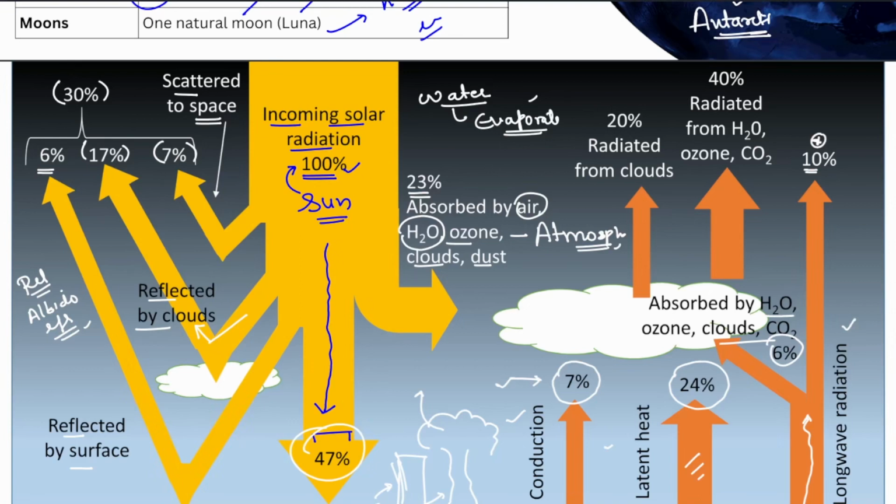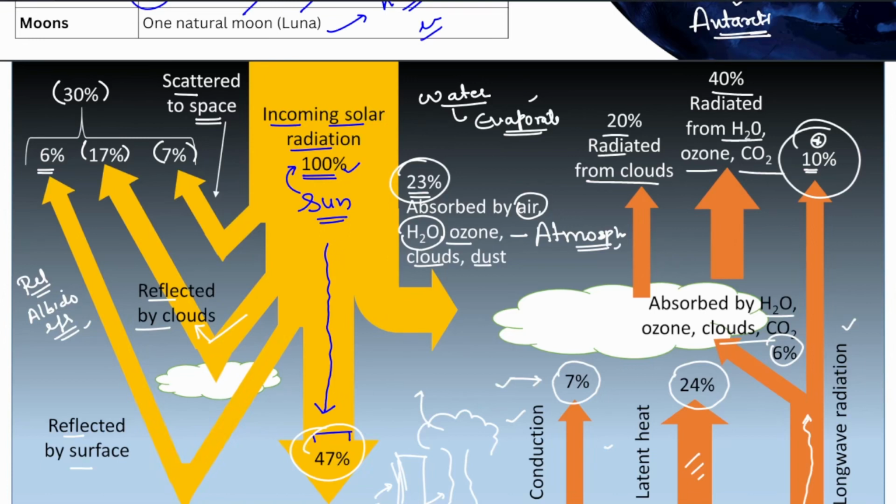Now what happens? The heat that is absorbed by the atmosphere or ozone, clouds and so on, 20% of it is radiated from clouds, 40% radiated from H2O, ozone, and CO2, and 10% as long wave radiation. So, mostly we have this 23% which is absorbed by the atmosphere and 47% here. So this is the basic heat budget: most of the heat that comes to earth is reflected, some of it is absorbed, and used, utilized.